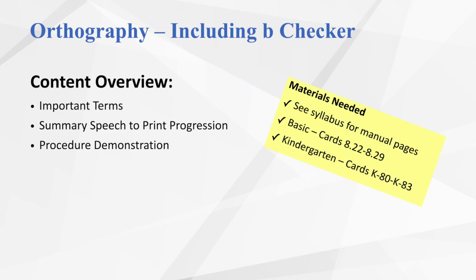In this section of training, we are going to explore orthography. We'll begin by introducing some important terms, provide a summary of the research on the speech-to-print progression, and provide a brief video demonstration of a bee checker. Participants enrolled in the basic training will need cards from Deck 8, 8.22 to 8.29. Participants enrolled in the kindergarten training will need cards K.80 to K.83 from the kindergarten basic deck.